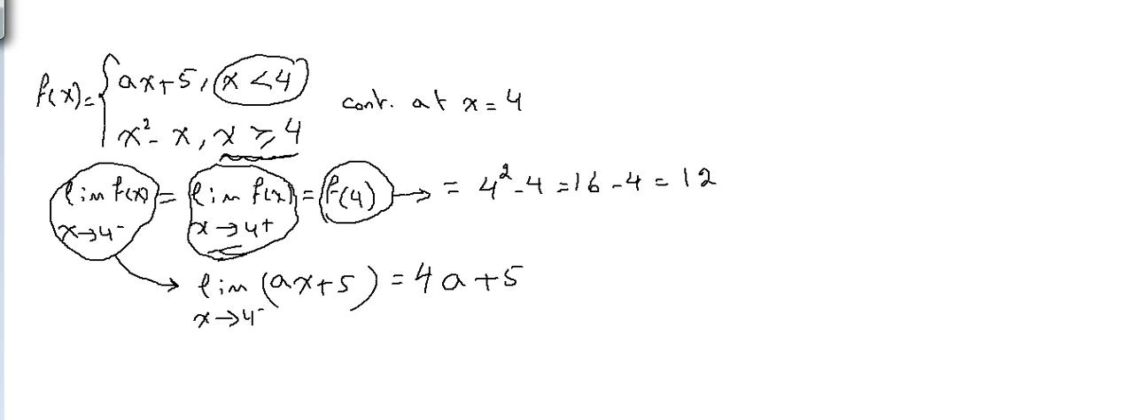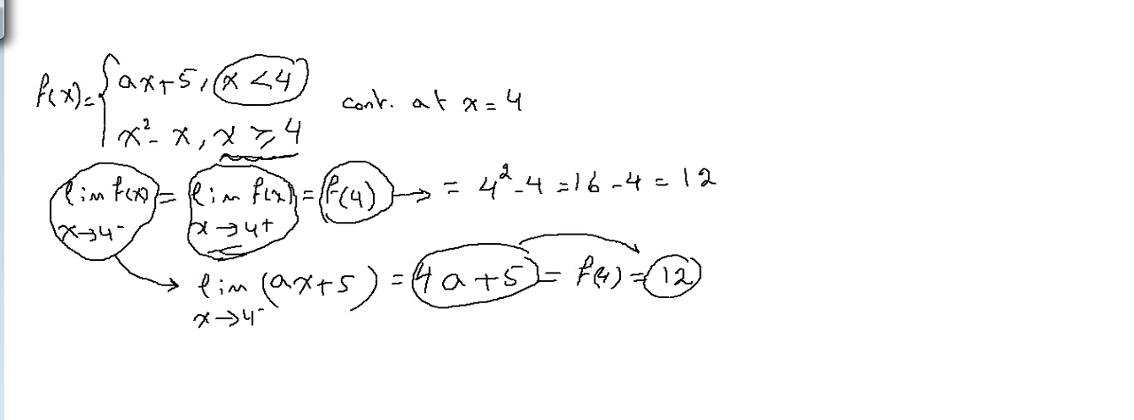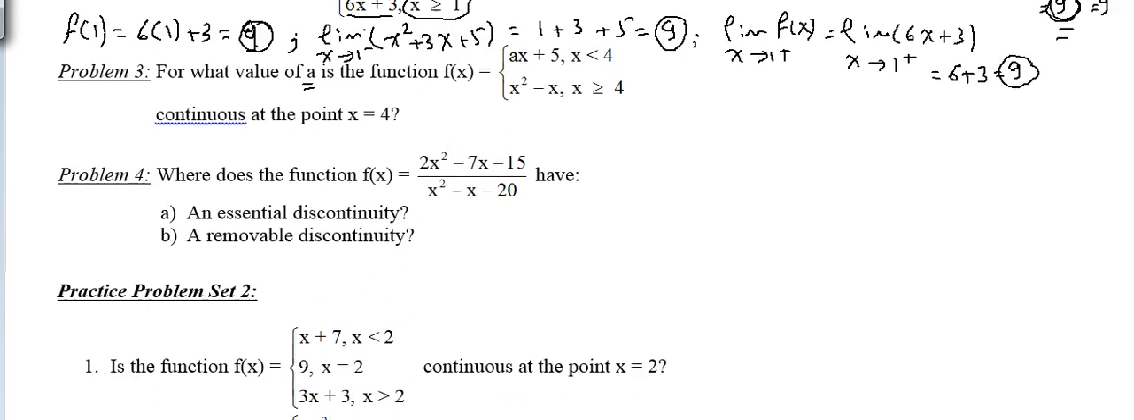Since we have continuity, this limit should be equal to f of 4, which we found as 12. So 4a plus 5 is equal to 12, and we solve for a. 4a equals 12 minus 5, which is 7, then a should be equal to 7 divided by 4. Here is the solution. So the solution of this problem is a equals 7 divided by 4. You can try it by yourself.